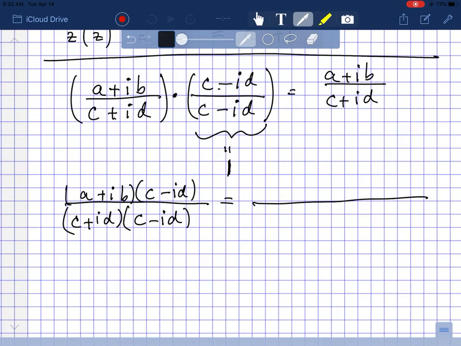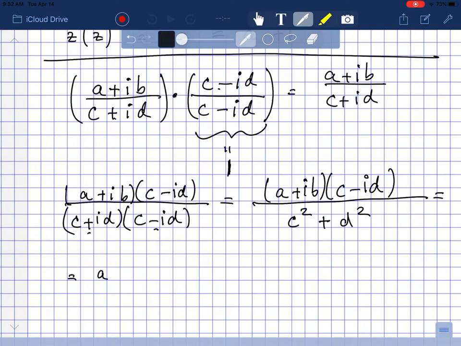Now, what do we know? We know that when we take a complex number and multiply it by its conjugate, it's going to equal the real part squared plus the imaginary part squared. So this is c squared plus d squared, and this is being divided into a plus ib times c minus id. Now let's expand this numerator.